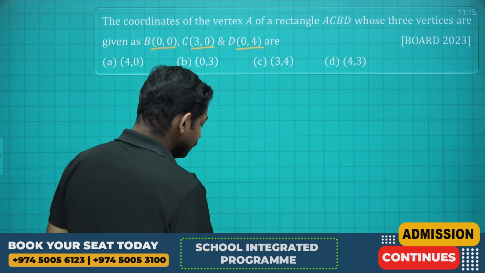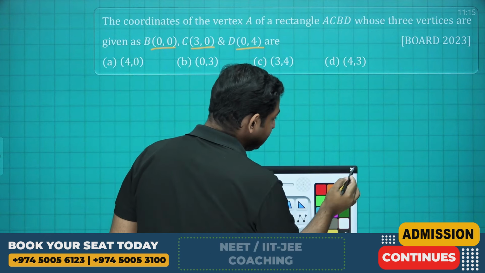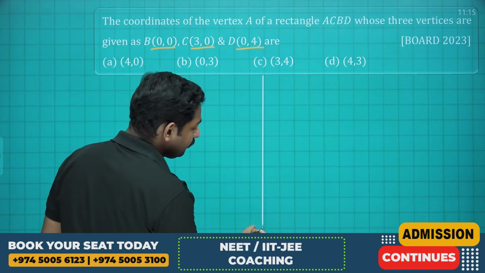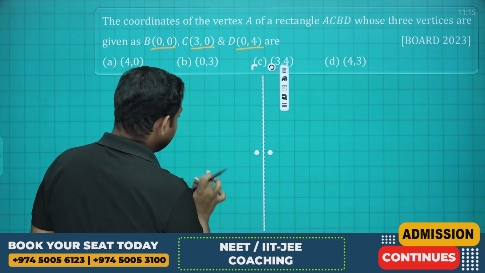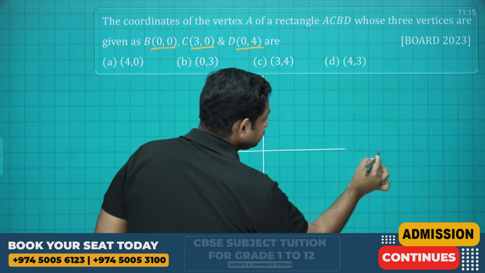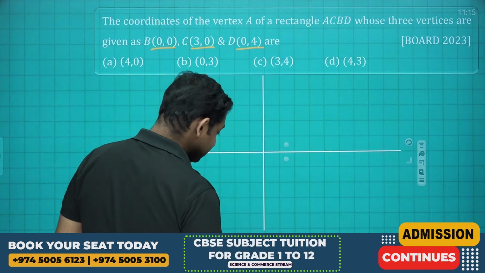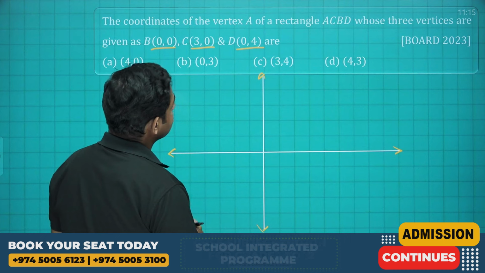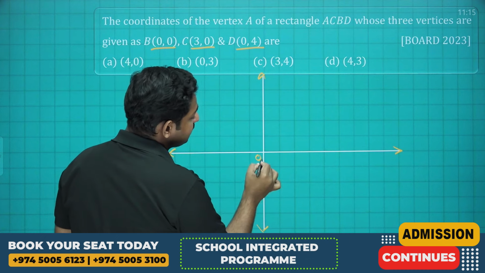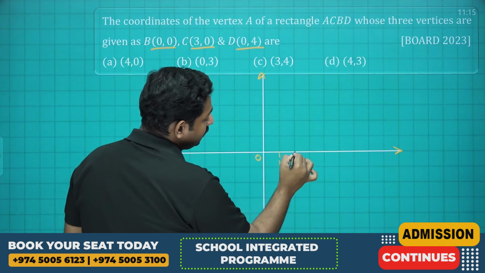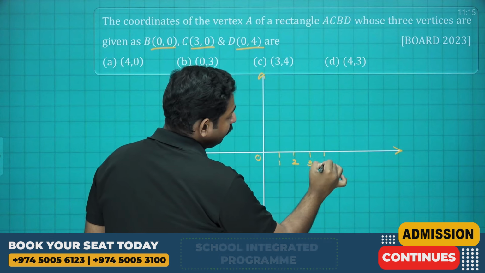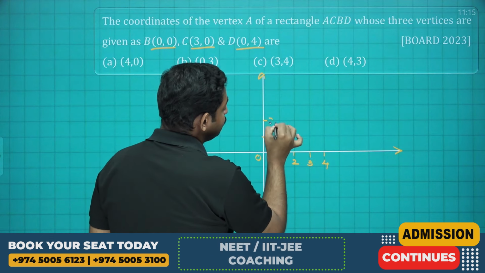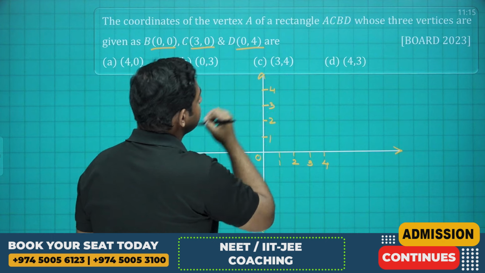Because you can see here, I am just drawing the x-axis and the y-axis, and plotting the points. So here this is 0, 0, that we know. This is 1, 2, 3, 4 and this is 1, 2, 3, 4. Only this much we need.